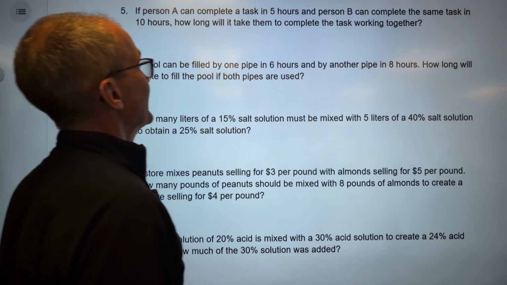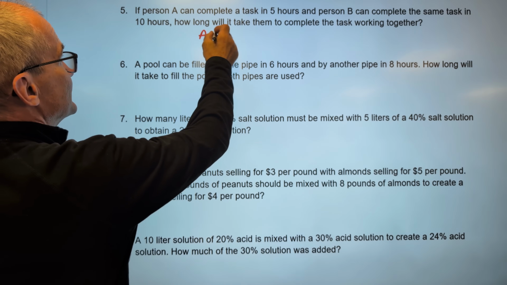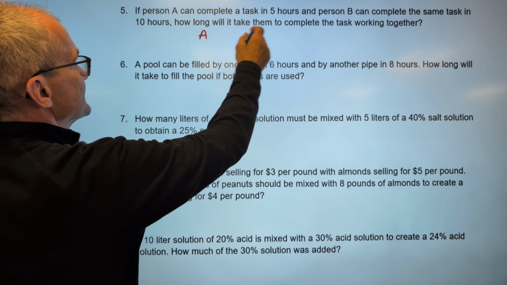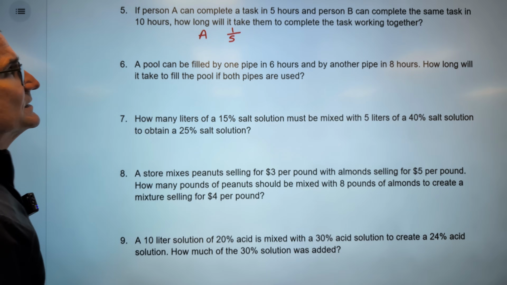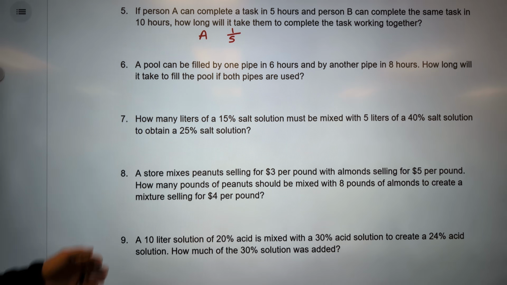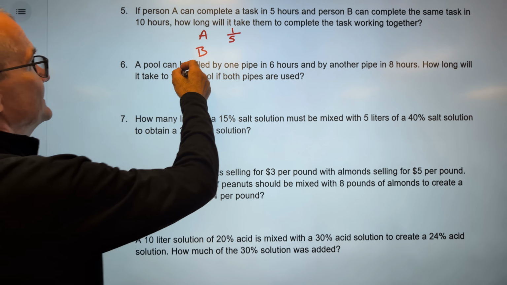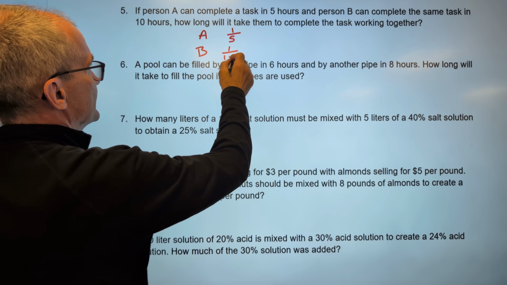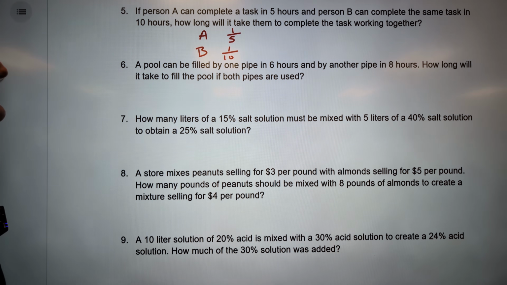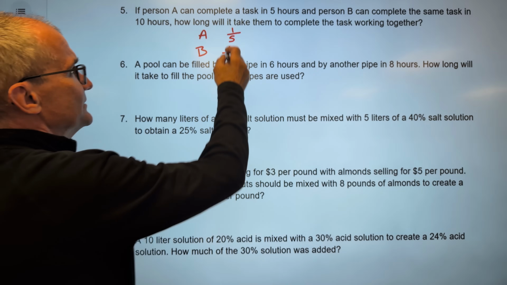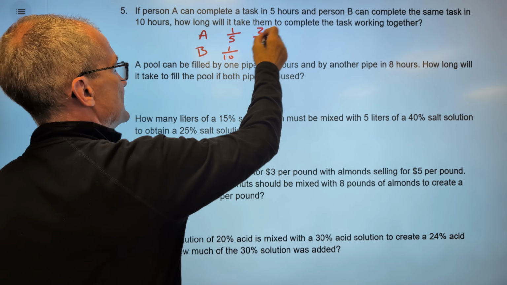Okay, problem number 5. Hopefully you're still here working away. Person A can complete a task in 5 hours. So in 1 hour, they complete 1/5 of the task. Person B can complete the task in 10 hours, or in 1 hour, they complete 1/10 of the task. So then I need a common denominator, add those together, multiply that by 2 over 2 to get 2/10.